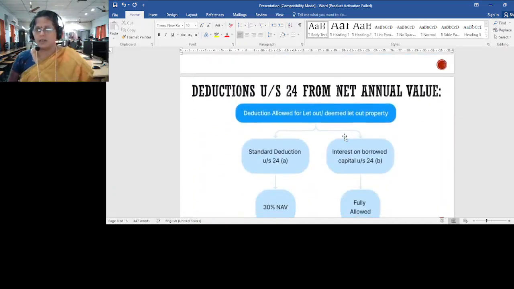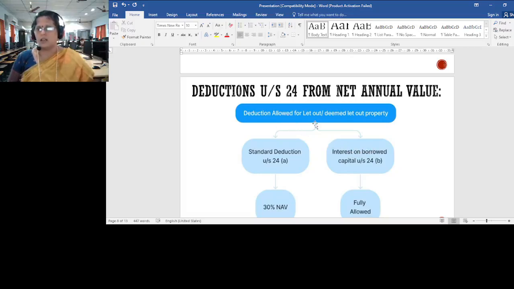After net annual value, today I am going to talk about what follows. As I have given in the format, it starts from gross annual value, then you deduct municipal taxes, and you get net annual value. From net annual value, there are deductions under section 24. There are 2 important deductions you have. One is standard deduction and another one is interest on borrowed capital.